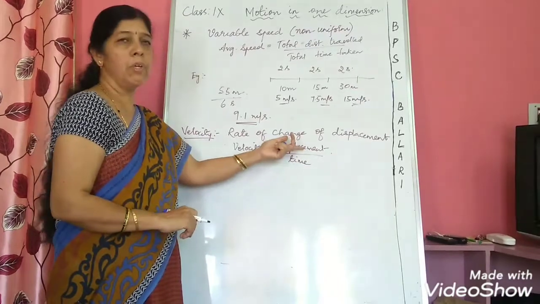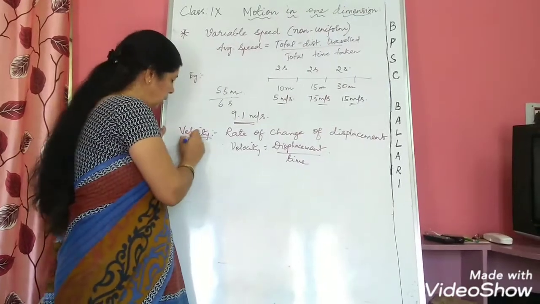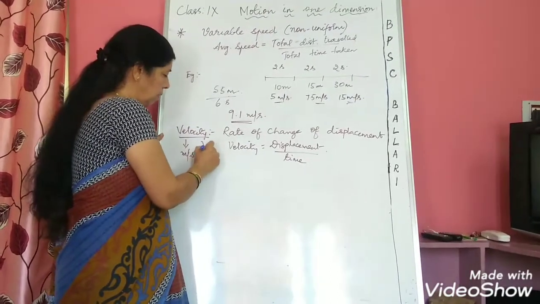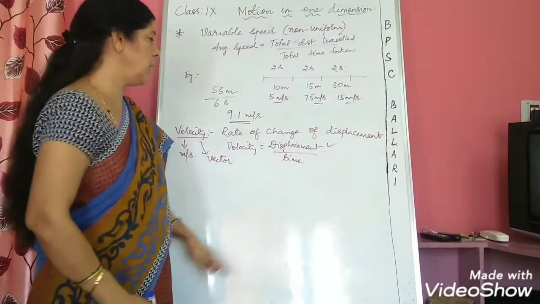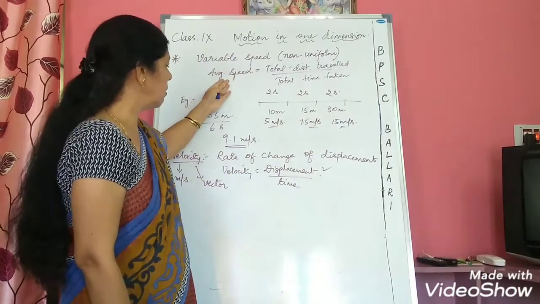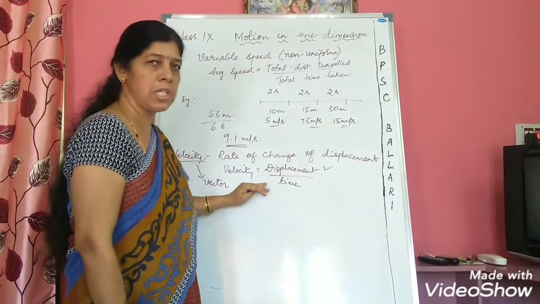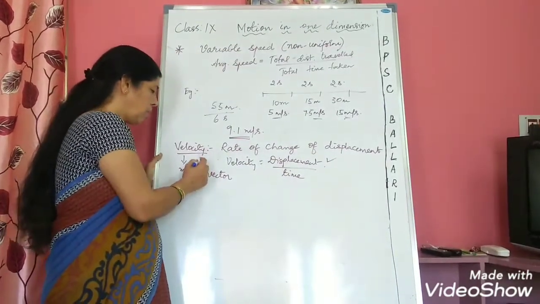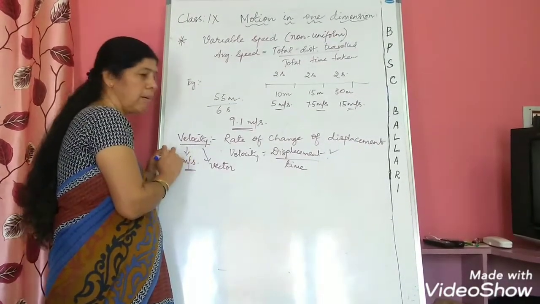So this will be the velocity formula. Now displacement, we know, is measured in meters according to the standard international system, and time is measured in seconds. So the unit of velocity will be meter per second, and you should remember that velocity is a vector quantity, because whenever we talk about displacement, we are specifying the direction. So velocity is nothing but speed in a particular direction. If you are not mentioning the direction, then it becomes speed.